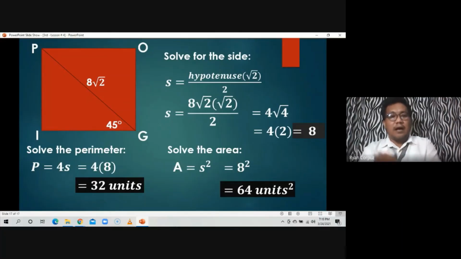with a given diagonal measure of 8 square root of 2, and a 45-degree angle. So we got the perimeter and area with the help of the diagonal of a square that forms a 45, 45, 90 degrees special right triangle. So that's how we answer that example.